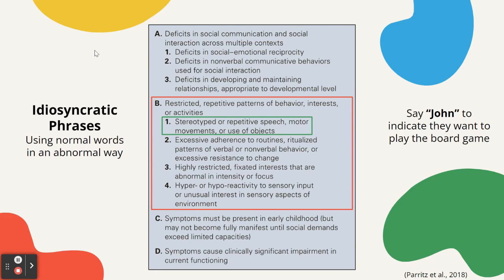So let's say a child always plays a board game with their sibling John. Instead of indicating that they want to play the board game by saying, "I want to play Clue," for example, they'll say "John." They'll just say the sibling's name because they associate the board game with the sibling's name of John.